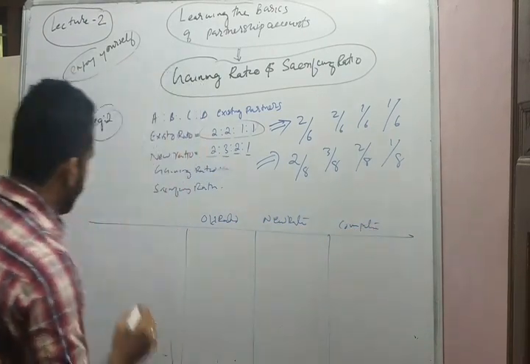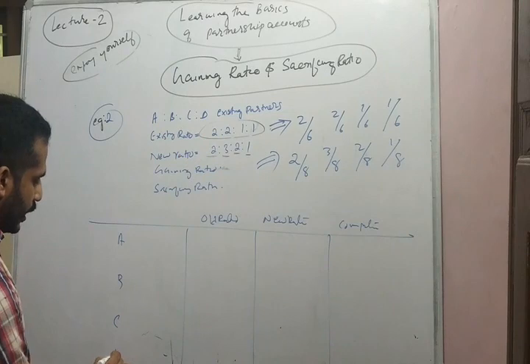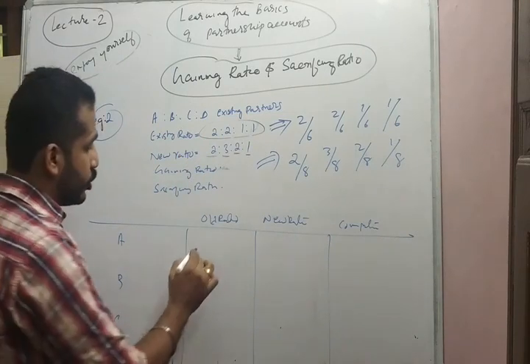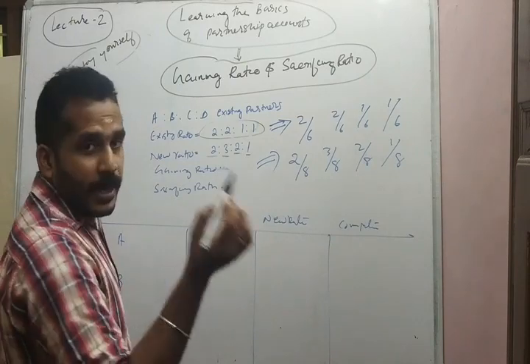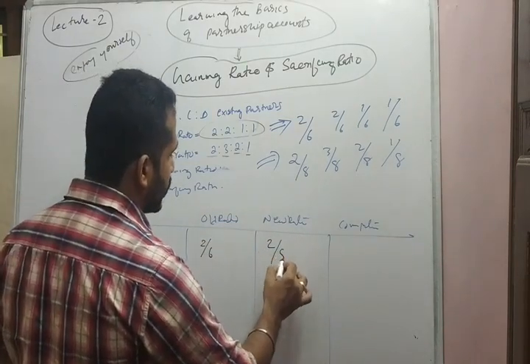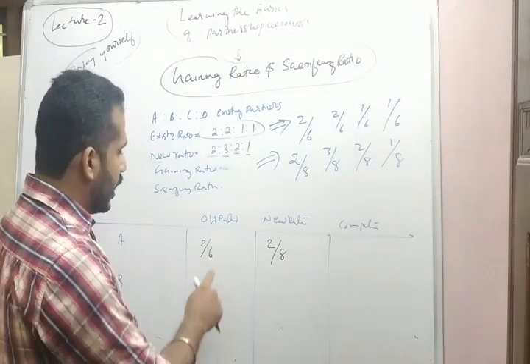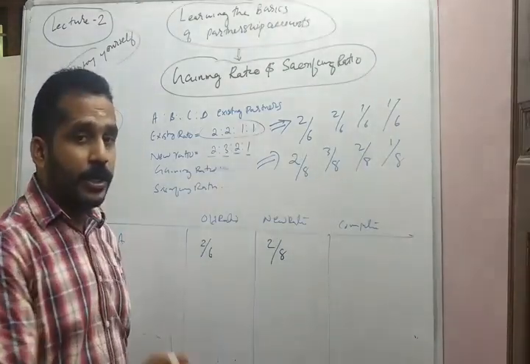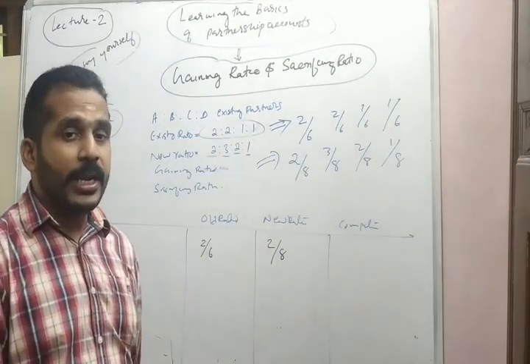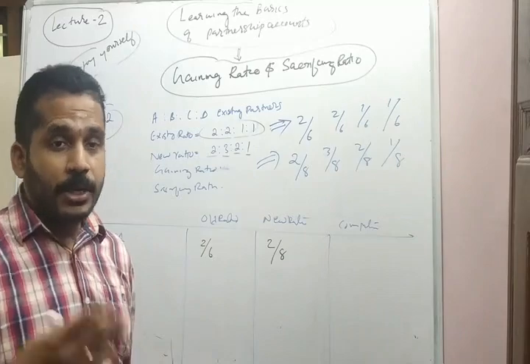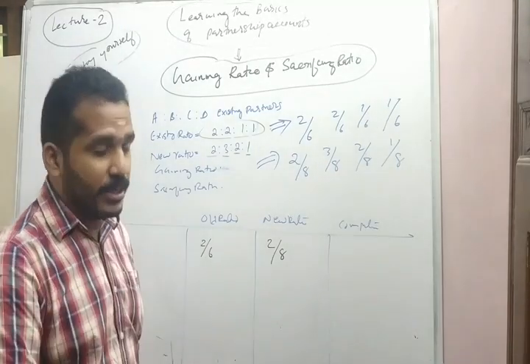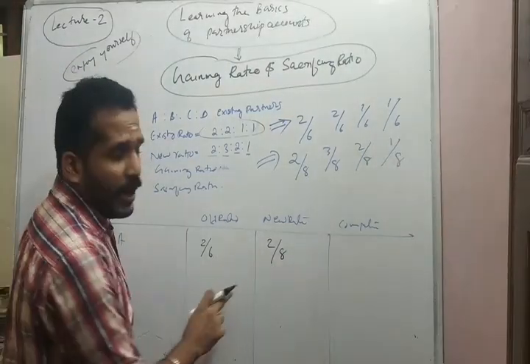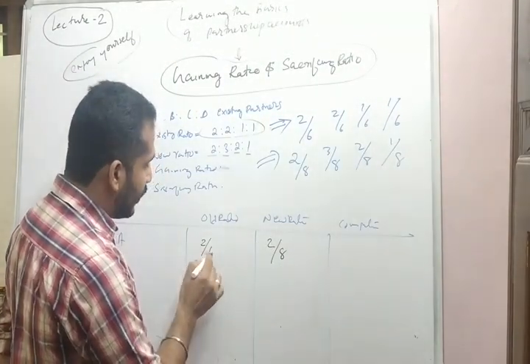See A, B, C, D. Starting from A's status, A's old ratio is 2/6. A's new ratio is decided as 2/8. See, we have to equalize the denominator, but 8 cannot be converted into 6, and 6 cannot be converted into 8. Unlike the previous problem, where 8 can be converted into 10, here the situation is different. So how will we deal with the situation? Multiply this 2/8 and 2/6 with 6.